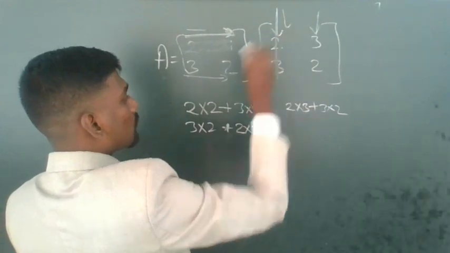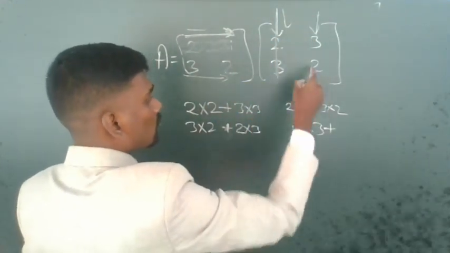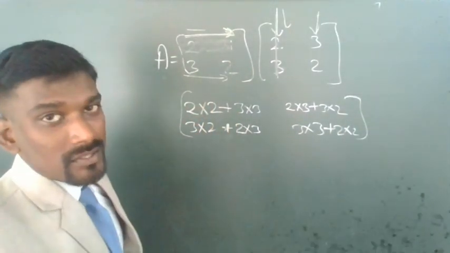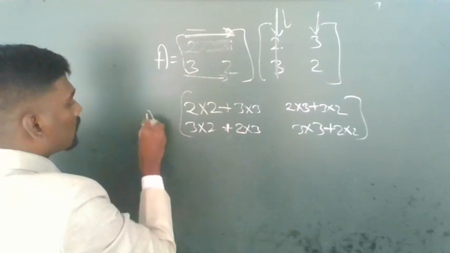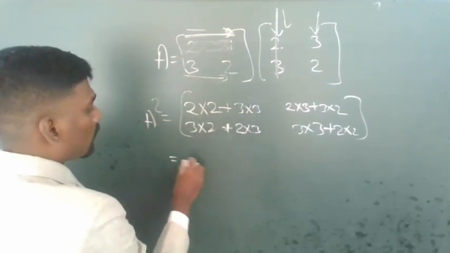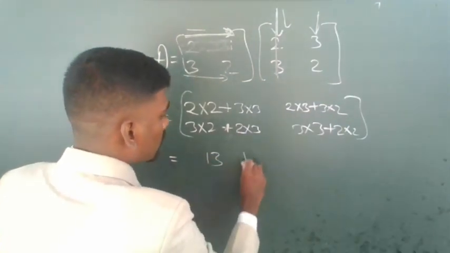Now, next is this one. That means 3 into 3, 3 into 3 plus 2 into 2. Now this is the final answer. Now let us add. This is A square I am finding. This is 4 plus 9, 13. Then this is 6 plus 6, that is 12.